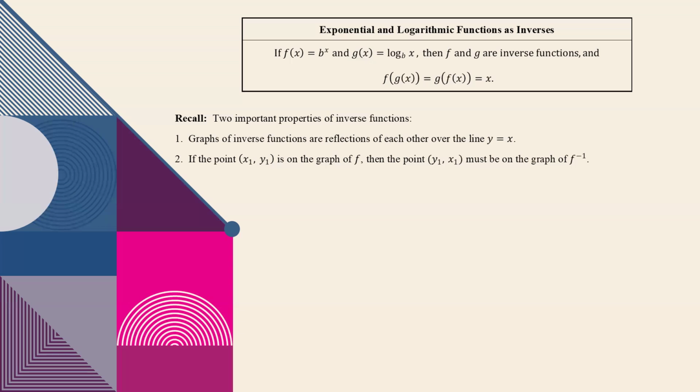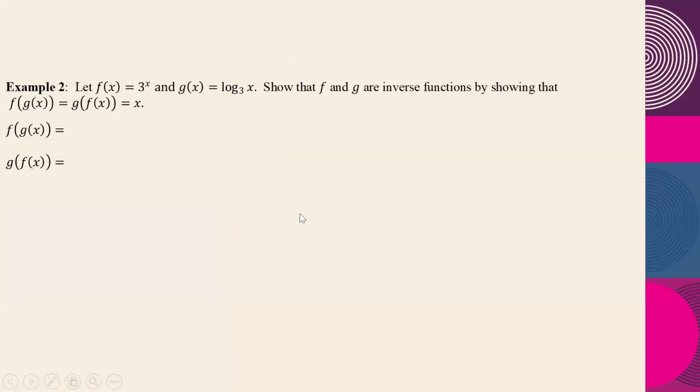All right, so we're going to prove first algebraically, and then we're going to look at it graphically. So up first, we have example 2, and we want to show that f and g are inverse functions by using composition. So f composed with g of x and g composed with f of x, okay? So we're going to show algebraically why these two are friends. First, we're going to do f composed with g of x, which means that we're taking f and substituting in log base 3 of x.